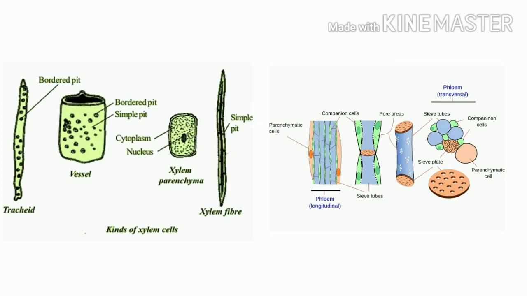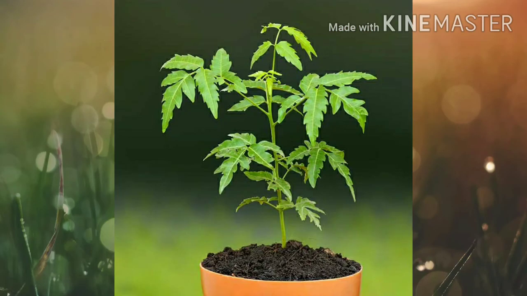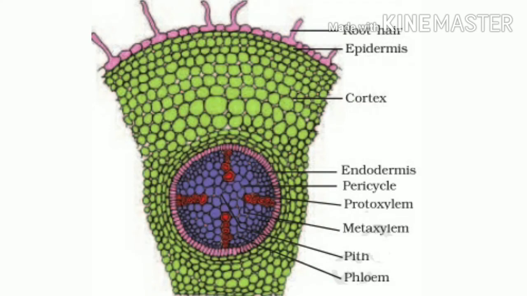When the plant is very young, the xylem that is present in the plant is called primary xylem. The first formed primary xylem, that is when the plant is very young, is called protoxylem, and later on when the plant grows a little bit, the primary xylem that is formed is called metaxylem. Now there can be two types of arrangements of this protoxylem and metaxylem.